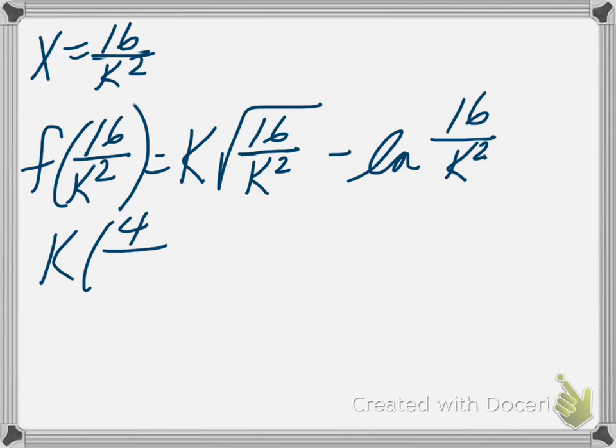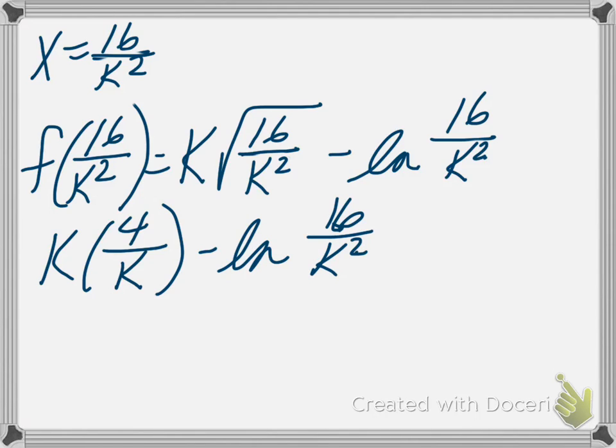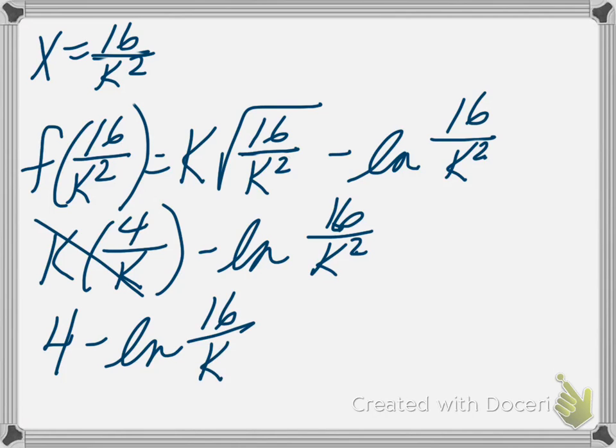Okay, there we go. So the square root of 16 is 4, and then the square root of k squared is just k. So you get that minus ln of 16 over k squared. But these k's cancel, so you actually get 4 minus ln of 16 over k squared. Okay, so I really got stuck here, and I was like, okay, so now what do I do with this? I'm supposed to solve for k.